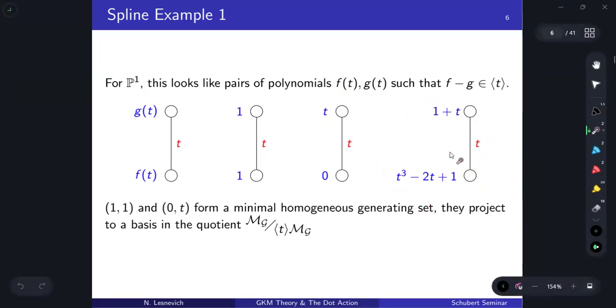These are easy to check. It's kind of a local condition. You just take the difference and see whether or not it's a multiple, right? In this setup, we have this (1, 1) and (0, t). They actually form a minimal homogeneous module generating set of that module slash ring of splines, right? So they project down to a vector space basis in this quotient, giving us essentially a vector space basis for ordinary cohomology in this case, right?